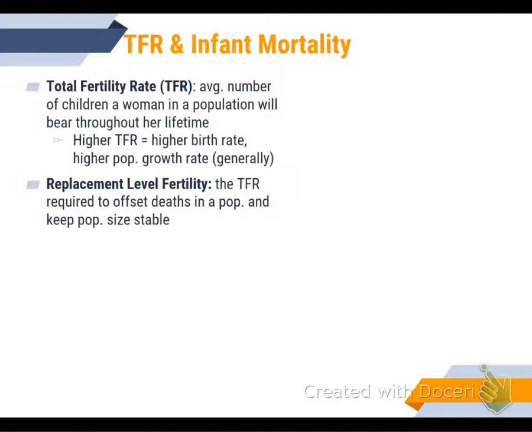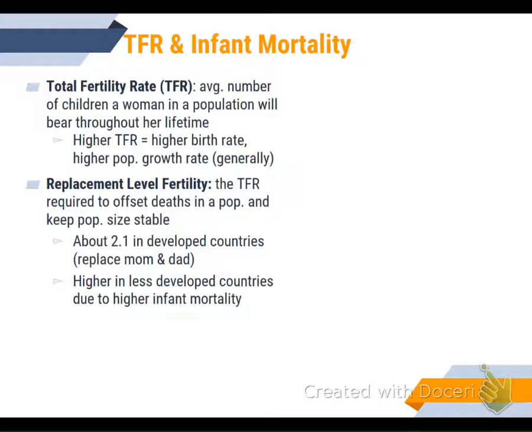Replacement level fertility is the number of kids required to replace mom and dad and keep it stable. Now, that would definitely change when you're growing rapidly versus growing slowly. The total replacement level fertility is 2.1 in developed countries. In other words, they're just replacing mom and dad. Where it's higher in less developed countries or developing countries, because a lot of the kids are dying.